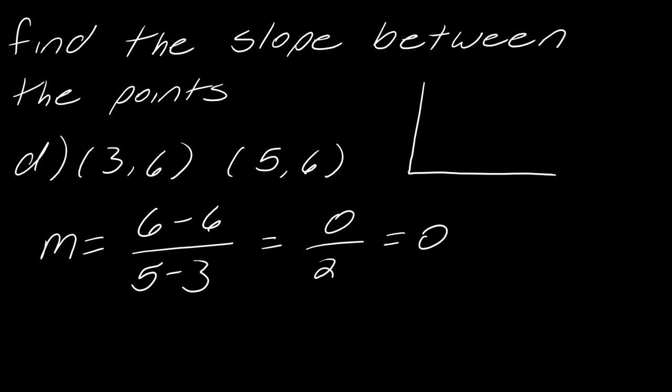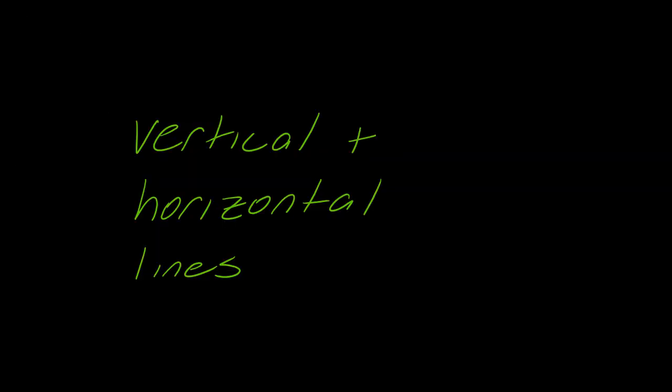So here's 3, 6, and here's 5, 6. I'm just approximating these. Okay, so I've connected them. This is a horizontal line. And again, with a horizontal line, if you think about this from the rise over run argument, what is the rise? It's a horizontal line, so it has no rise, right? It has a 0 rise. So all horizontal lines have a slope of 0. And like I said, this is a great segue into the next topic, which is vertical and horizontal lines.